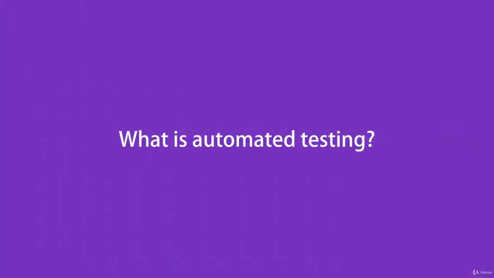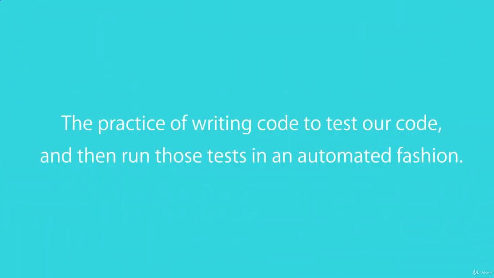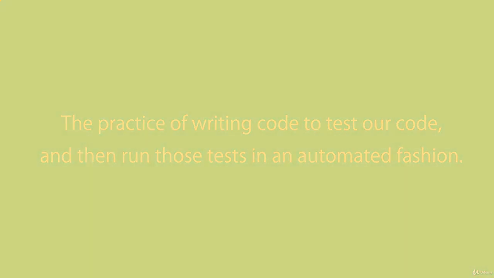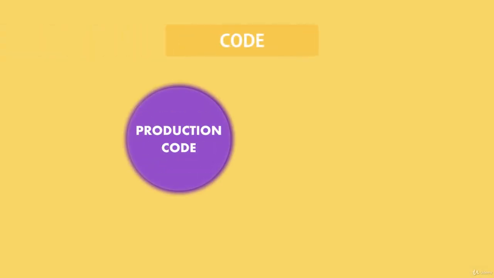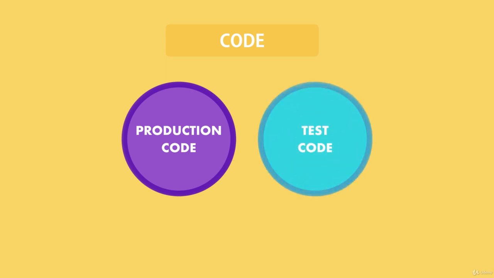What is automated testing? Automated testing is the practice of writing code to test our code, and then run those tests in an automated fashion. So with automated testing, our source code consists of application code, which we also call production code, and test code.